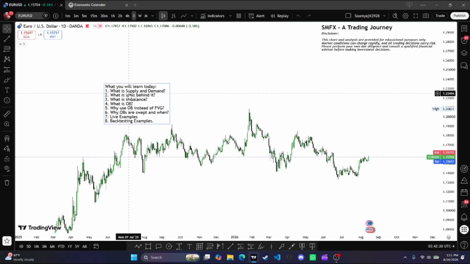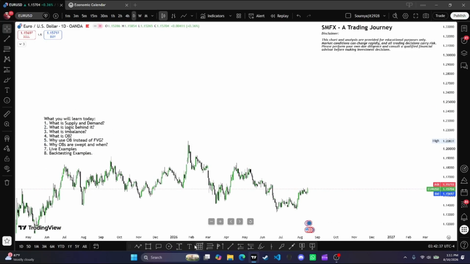So today we'll be learning about what is supply demand, what is the logic behind it, what is imbalance, what is order block, why use order block instead of AVG, why order blocks are swept and when, live example, backtesting examples. So first of all we will be learning about what is supply demand.